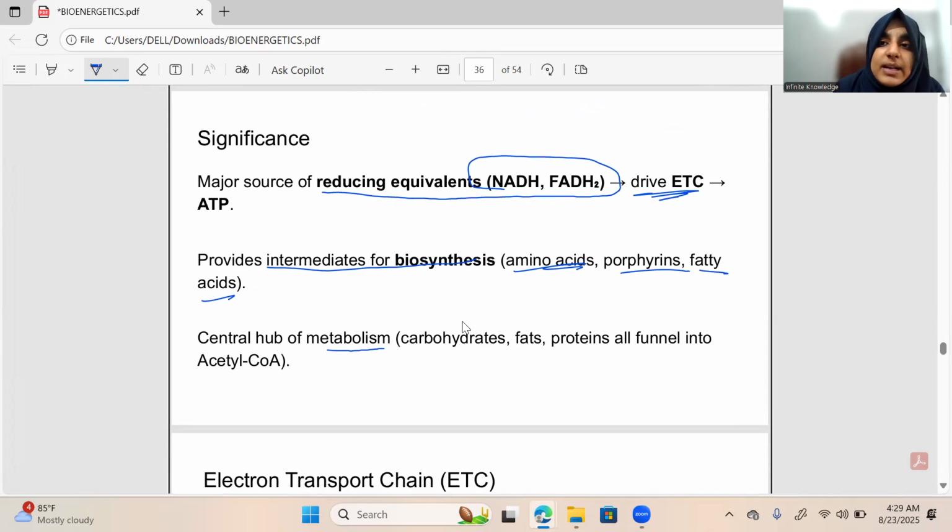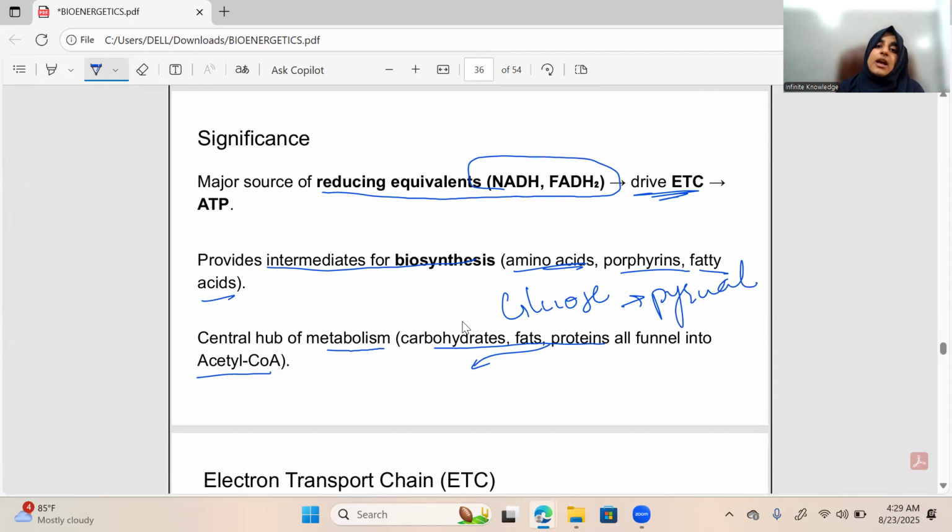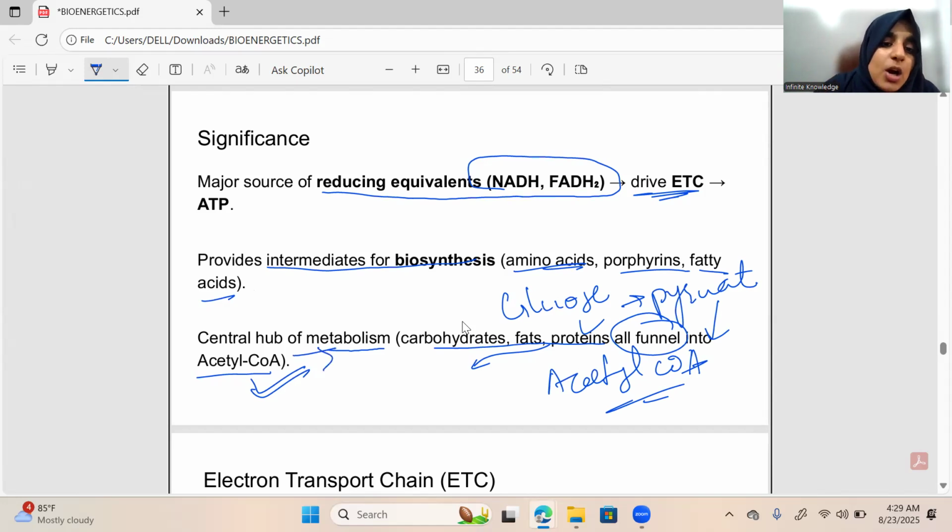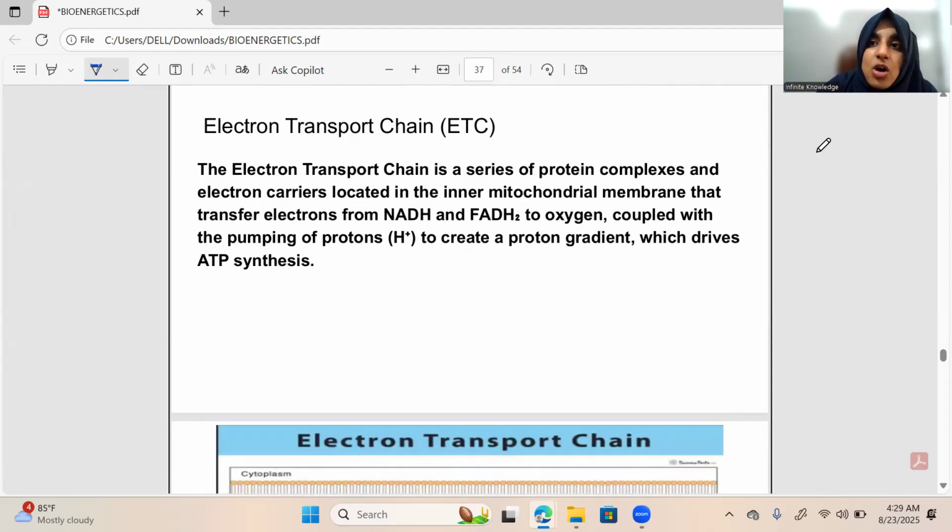It is a central hub of metabolism. Carbohydrates, fats, proteins, all of them produce acetyl CoA. First, glycolysis occurs. During glycolysis, glucose, basically the main energy molecule, converts into pyruvate. And before the Krebs cycle, this pyruvate is converted into acetyl CoA. So all the energy compounds which we eat are converted into a common compound known as acetyl CoA. And after acetyl CoA, these are further metabolized.